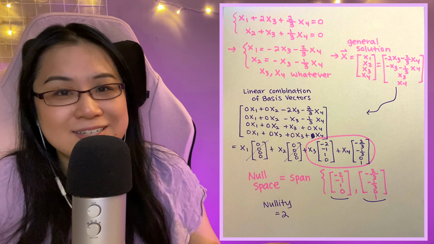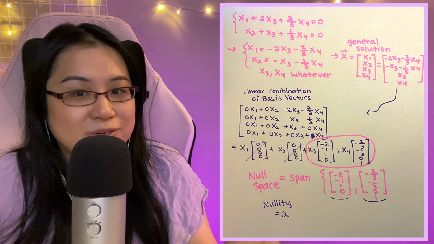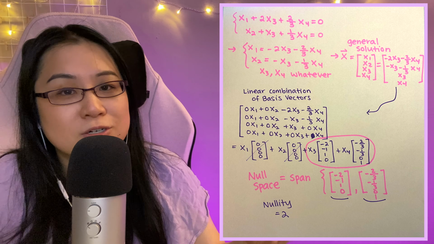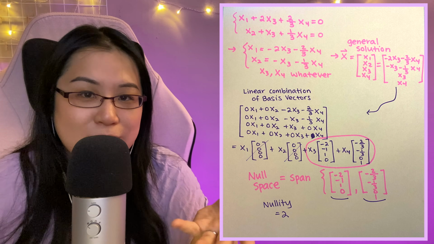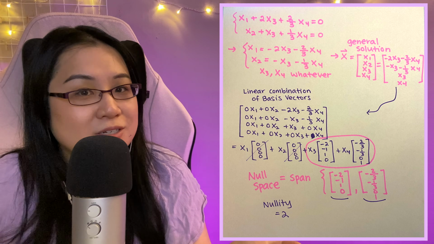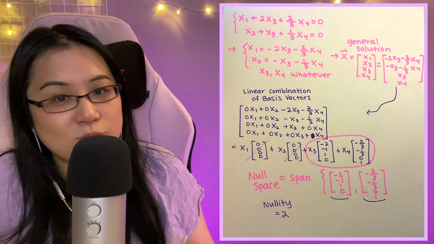So that's the general idea. Of course you don't have to write 0, 0, 0 every single time, and our general solution is going to look different depending on our original matrix A. This just happens to be our general solution for right now. But sometimes you'll have two independent variables, sometimes you'll have more, sometimes you'll just have one.